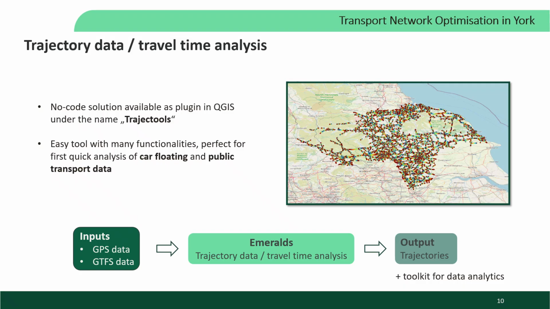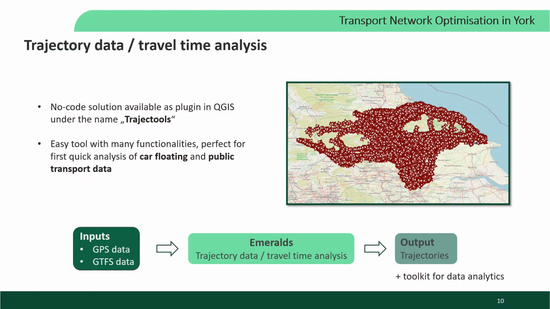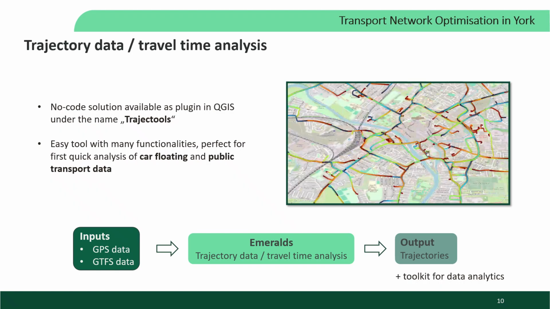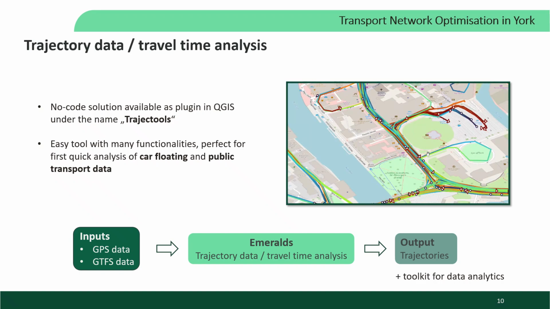We begin with the trajectory data travel time analysis using a tool called TrajecTool. TrajecTool is a no-code plugin available in QGIS, which is designed for quick and flexible analysis of floating car data and public transport data. It's ideal for initial exploration and visualization of mobility patterns. It needs as input raw GPS data or GTFS data for public transport, and the outputs are trajectories. There is also a toolkit for data analytics.